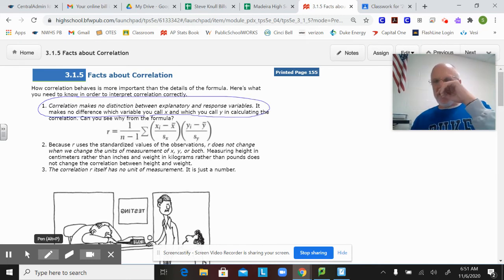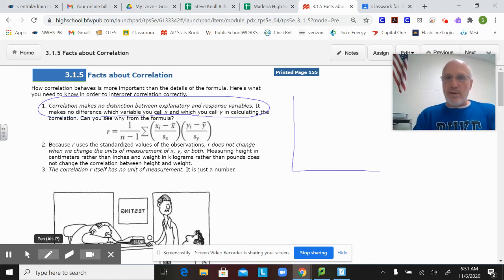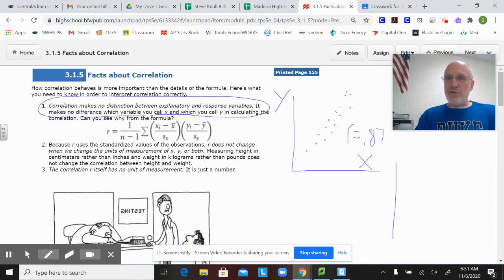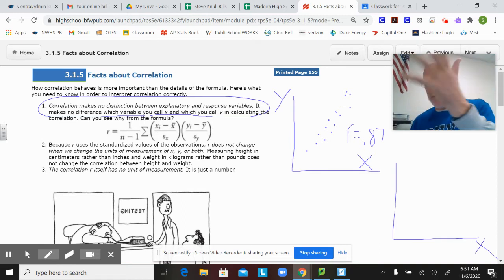Now, when you're plotting data, it's going to for sure matter which one you call which. But think about it. If I plot some points and it looks like this, and there's X and there's Y, and let's say R equals 0.87. If I were to just switch X and Y, just take every ordered pair and say 8,2, make it 2,8, it would now look like, I gotta make sure I do this right, a little below and then going, it would look like this. The whole thing would just shift a little bit that way.